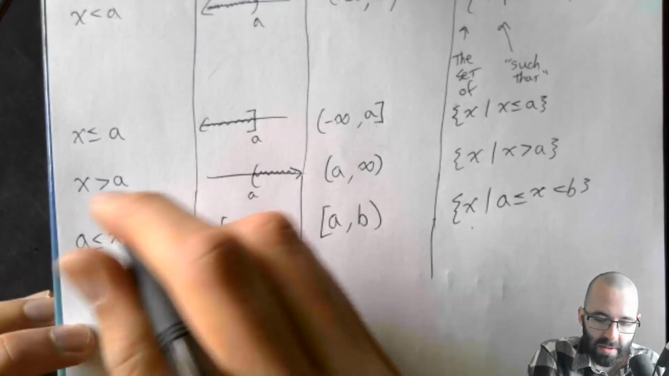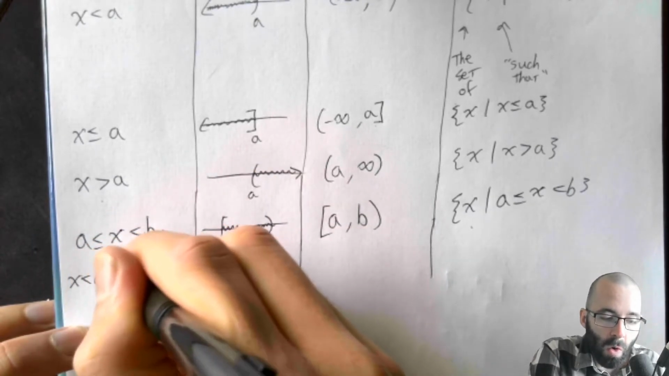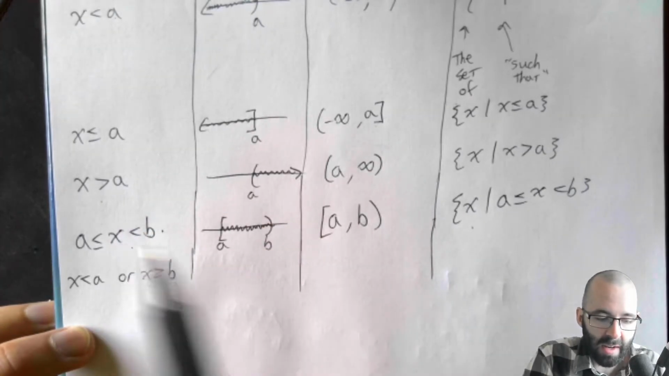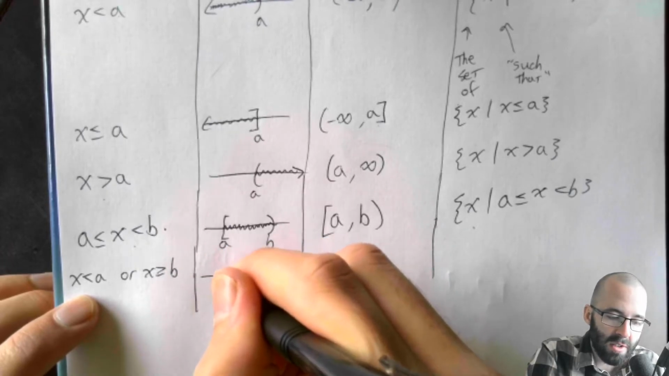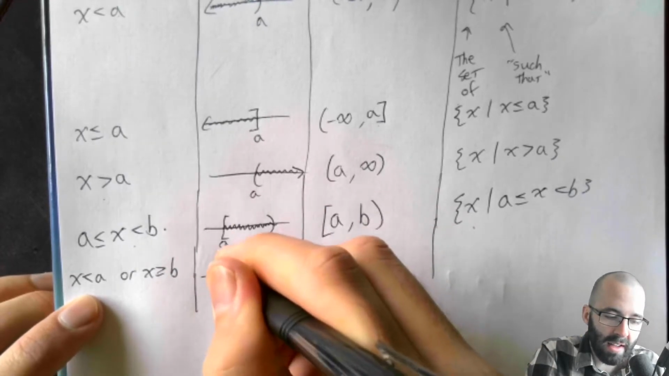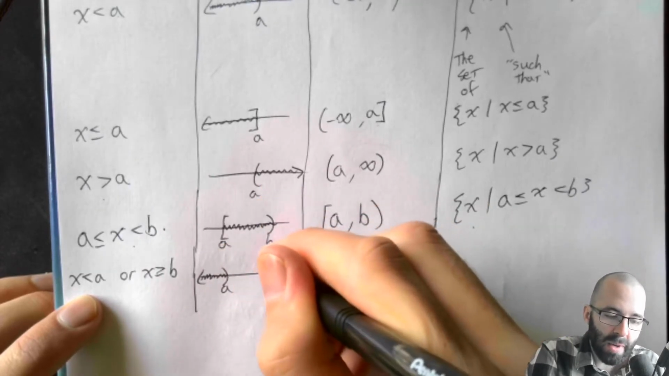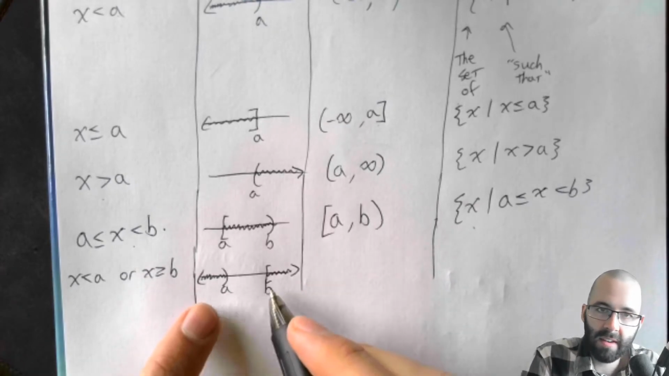All right, last one I want to talk about is what if x is less than a or x is greater than or equal to b? So this is sort of an or statement. And let's assume that a is smaller. A is here, b is here. X is less than a. Or maybe it's bigger than or equal to b. Now we have what's called a disjoint set.